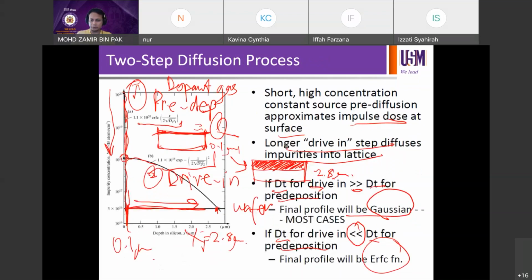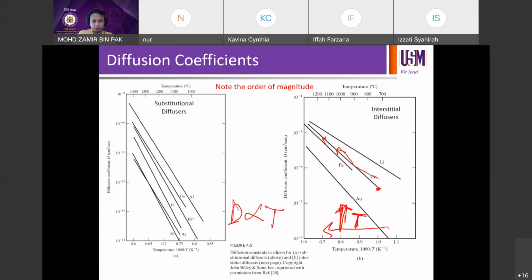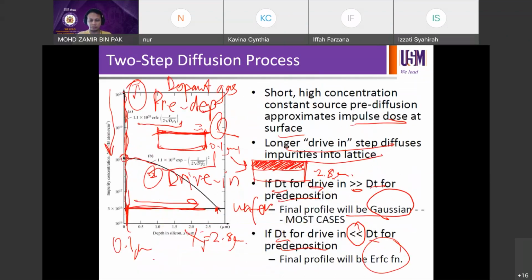Usually we use Gaussian because the Dt for driving will be way bigger, because the temperature for driving will be a lot higher. Okay, say you might run your pre-dep at 700 degrees Celsius, for example, and then the moment you want to do your driving, your second step, you'll normally use 950, 1000. So higher temperature leads to higher diffusivity. Okay, we saw in the previous graph, your D is proportional to T. If you run your process at high temperature, it will be diffusing faster into the lattice. So that's why your D is higher. So as a result, your Dt will be higher as well compared to pre-dep.